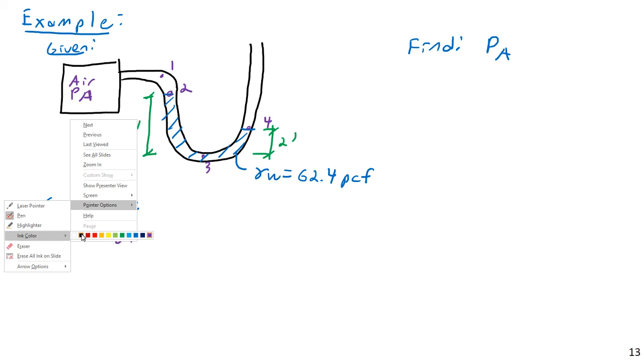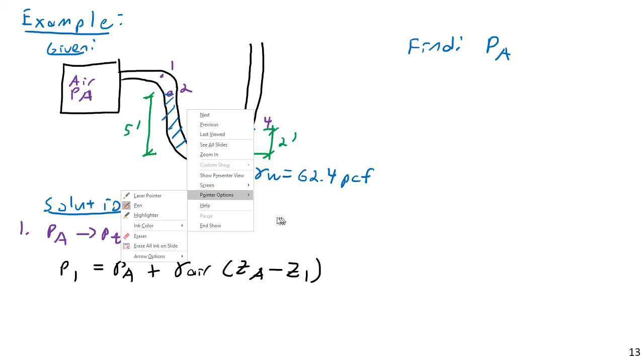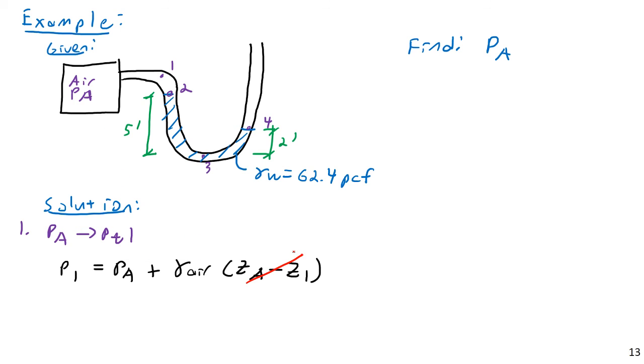P1 is going to be equal to PA plus gamma air times ZA minus Z1. However, there is no difference in height between the air and point 1, between the opening anyway. So I'm just going to say this is 0, and this will lead us, unsurprisingly, to P1 being equal to the pressure inside the vessel.